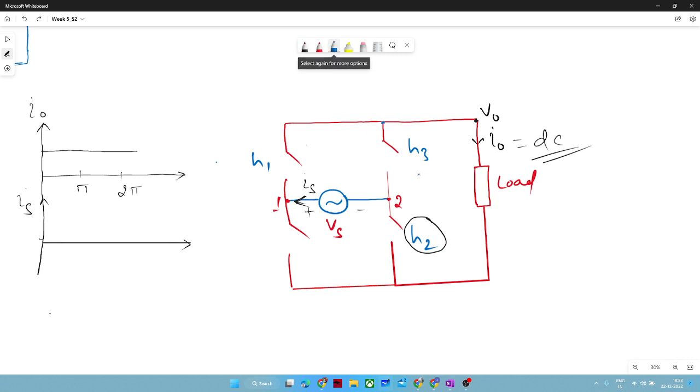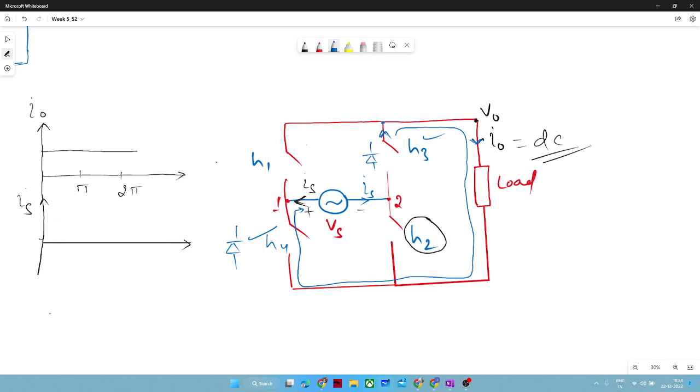Now during the negative cycle, what will happen? H3 and H4 will conduct. Now the circuit is connected in this fashion. So now current has to flow in this manner because the DC component you cannot change, and you are doing that variation in switches. So now your current will go in this fashion from H3 through I naught to H4. And now the direction of Is is reversed here.